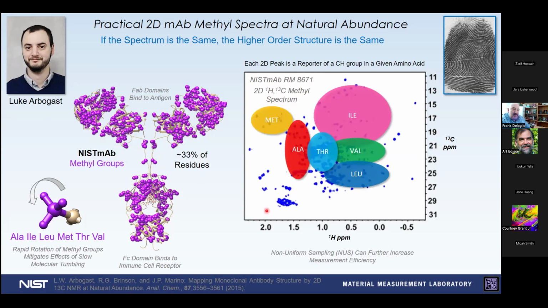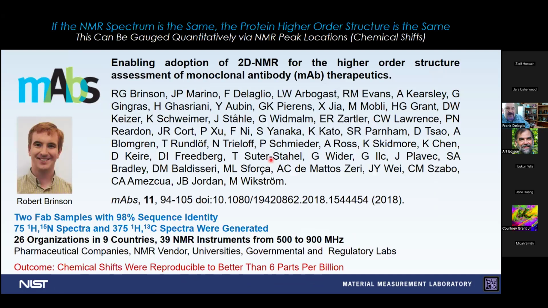Generally speaking, when we're working with a therapeutic, we don't have isotopically labeled materials in the same way that we do when we do structural biology by NMR. So usually we don't know the specific atomic assignments of peaks in a spectrum like this, but we do know broadly what kinds of amino acids cause the different peaks. And as needed, we can find specific assignments, but we often don't have them. So what can we do when we have 2D spectra like this, but we don't have assignments? How can we monitor higher order structure?